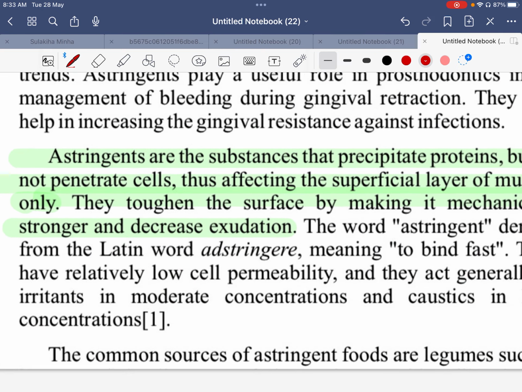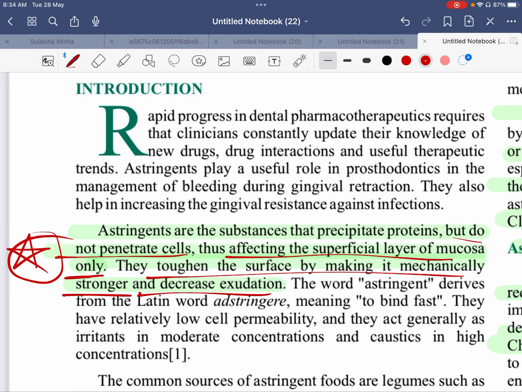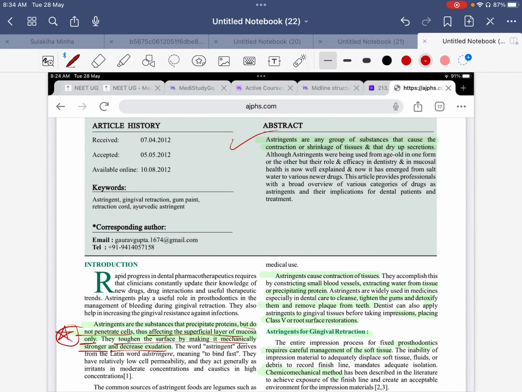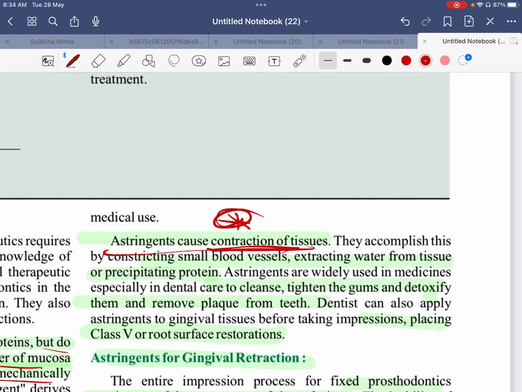See, here you have also explained about precipitating proteins, right? But they do not penetrate the cells, thus affecting the superficial layer of the mucosa only. They toughen the surface by making it mechanically stronger and decrease exudation. So this is a very nice way to talk about the effects because it's in simple language. What do they also cause? They cause contraction of the tissues. This is very important, right? That's why it is used in gingival retraction. So if you write this when you're talking about the uses for gingival retraction, it makes it self explanatory.